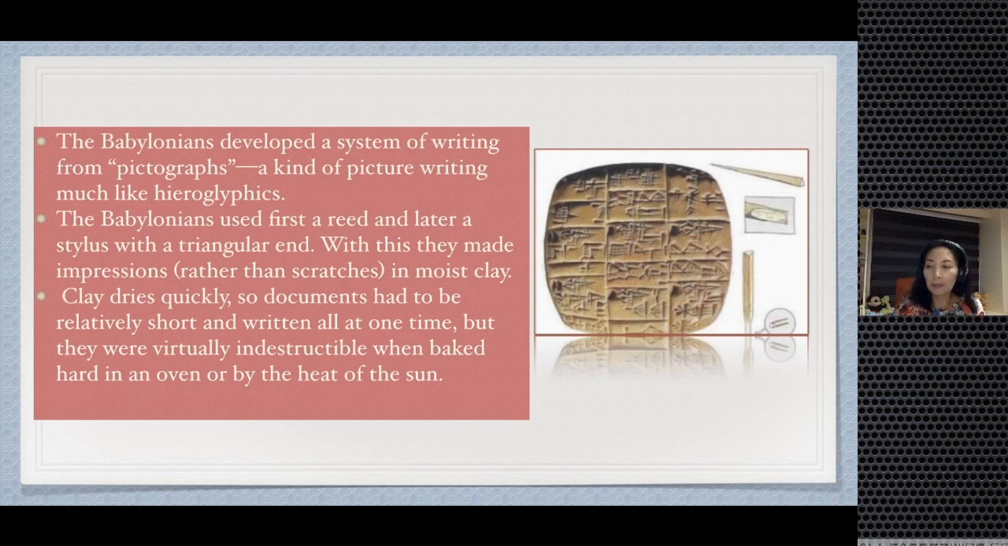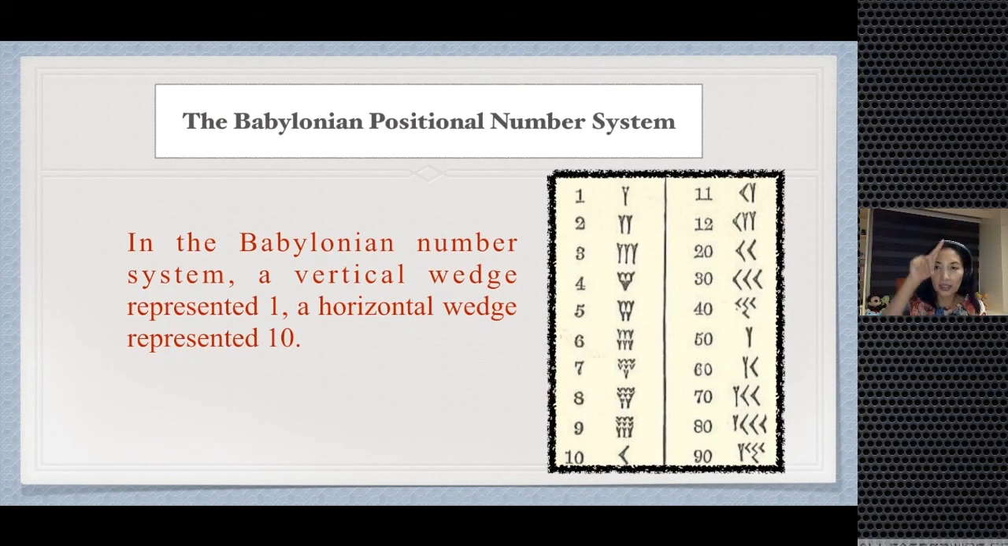Now, in the Babylonian number system, you know how a wedge looks like, this vertical wedge. A vertical wedge represented 1. So this one represents 1. While a horizontal wedge represented 10.